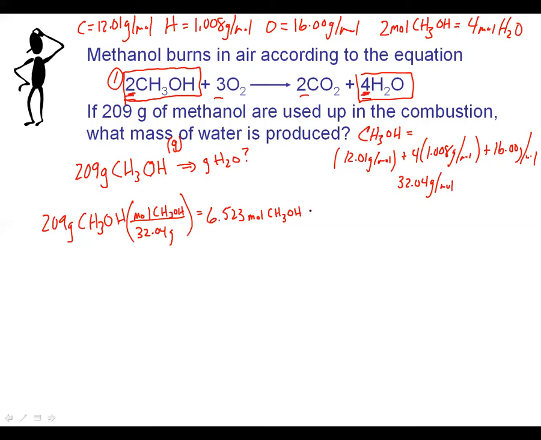Remember, this is really the stoichiometry part, and it really is just a conversion factor. So since we have moles of methanol on top, we want to go with the 2 moles of methanol on the bottom so that they cancel. The 4 moles of water on top. And that is going to get rid of our methanol and convert us into water. And we do end up with 13.046 if I take it out a couple digits.